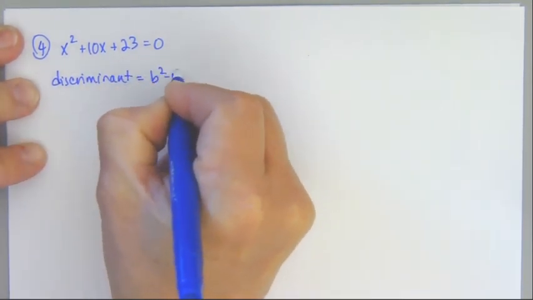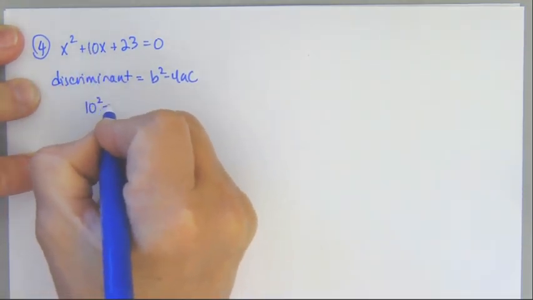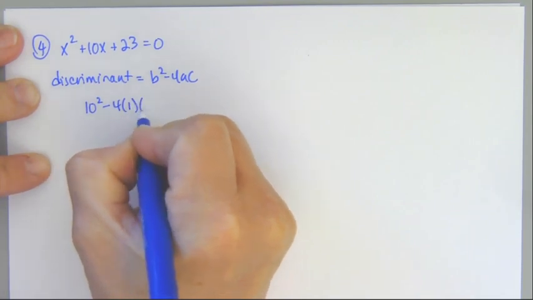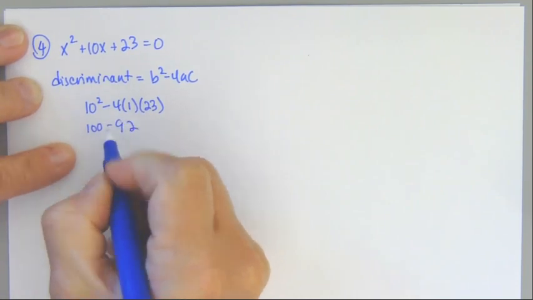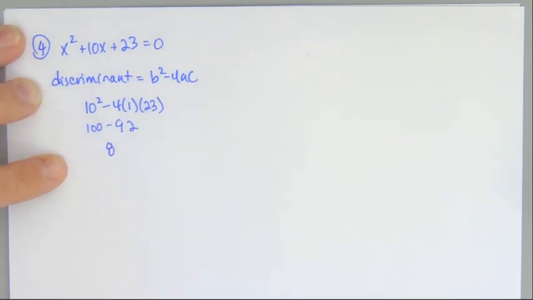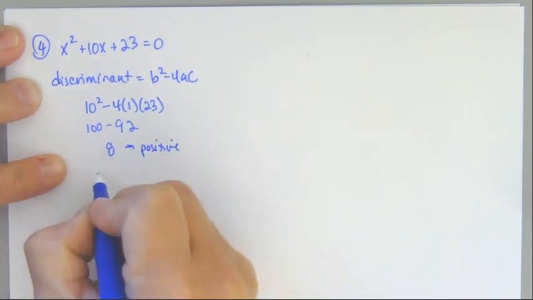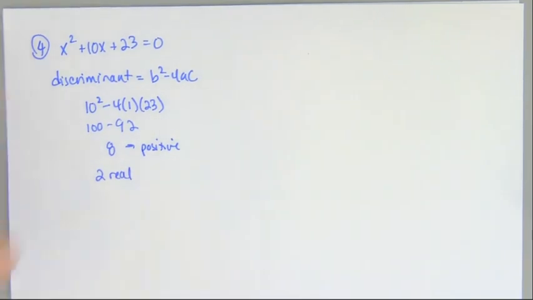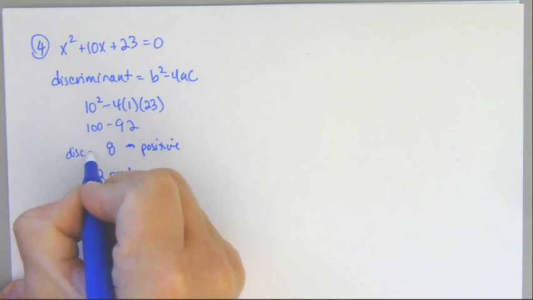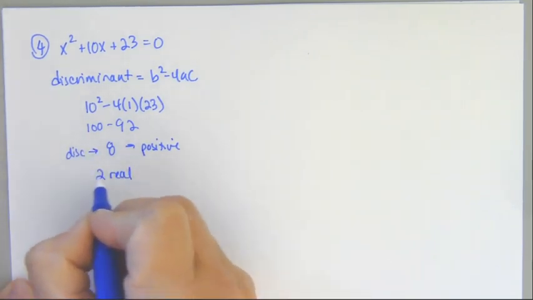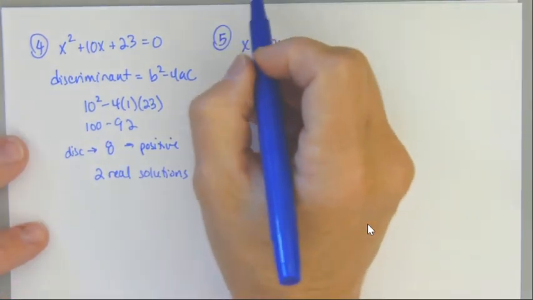So all I'm going to do to find the discriminant is just do b squared minus 4ac. Remember, b is in front of x, so that's 10 squared, minus 4 times a is 1, and c is 23. So we've got 100 minus 92. We get a positive value of 8, which means I'm going to have 2 real solutions. My discriminant is 8, and these are my solutions, 2 real solutions.